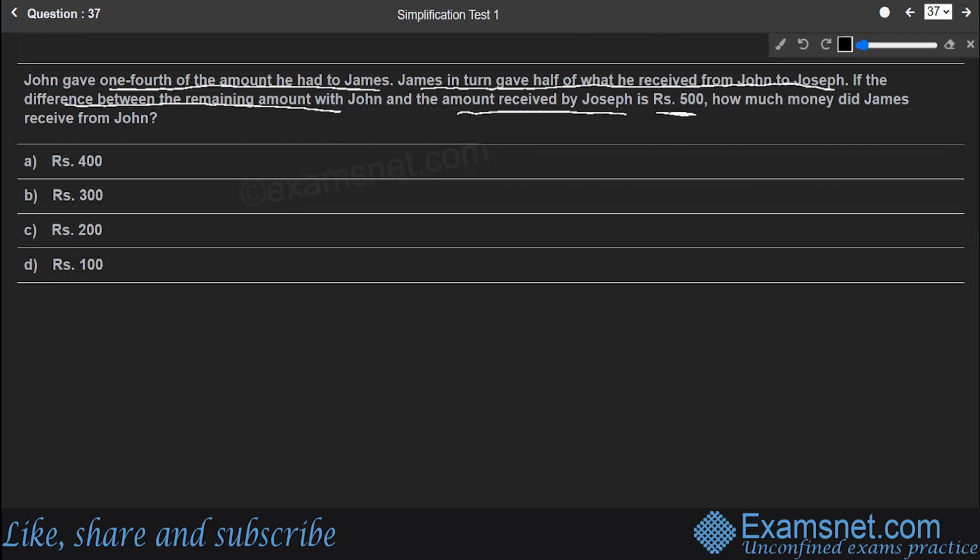So obviously this is a variable based question in which we have to assume a particular value, and there are three people involved here. There is John, then there is James, and the third person, Joseph. So we'll assume a certain amount for, let's say, John, and whatever value he has given to James, we'll transfer that much part to James, and whatever value James has given to Joseph, we'll transfer that much part. Then we'll compare the parts, and we'll come to the condition that the difference is rupees 500.